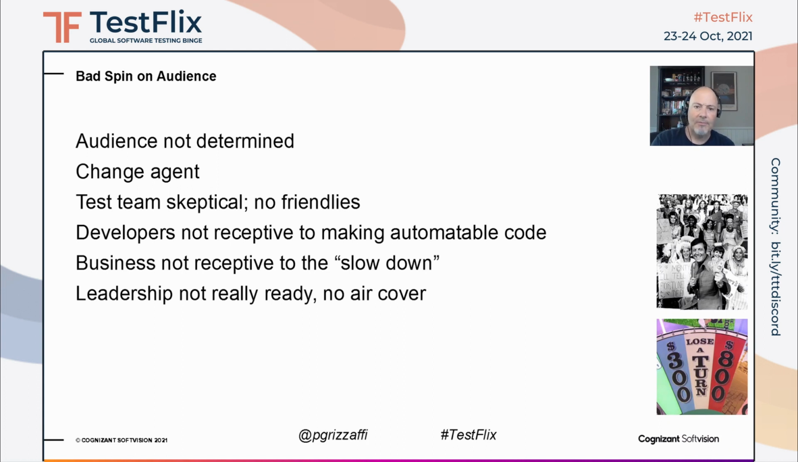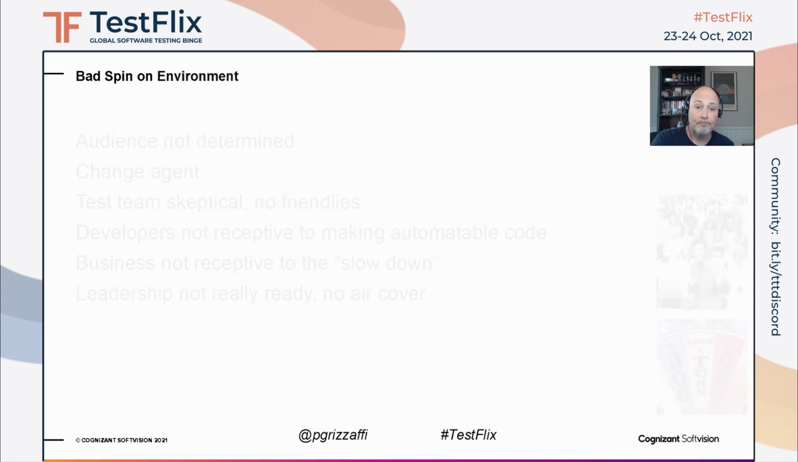The developers were not receptive to this approach at all, and they were not even receptive to making the code more automatable. The business representatives paid some lip service to what was going on, but they were not really receptive to the perceived and actual slowdown that it was going to take for adding these additional steps and this additional work on a per sprint basis. And leadership wasn't really ready when it came down to hard calls about what the focus of the work was going to be. They fell back on what they were comfortable with and what they knew, which was the old way, the previous way.